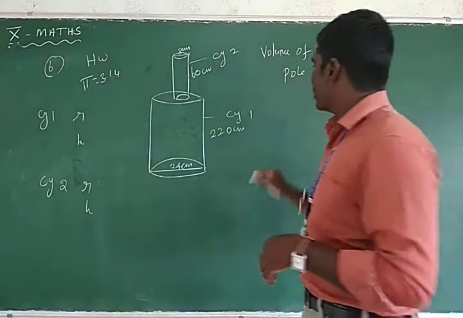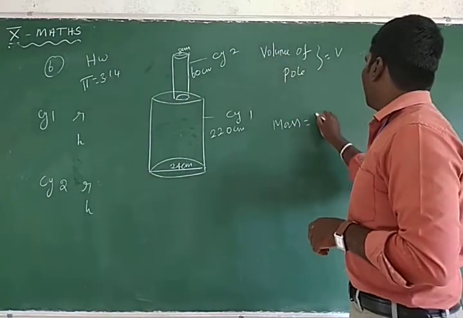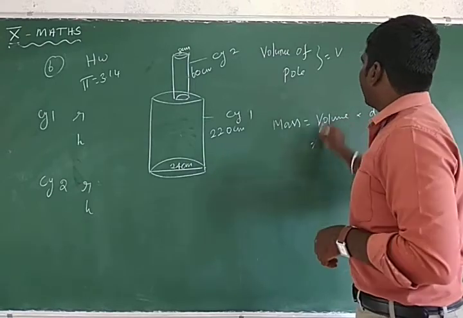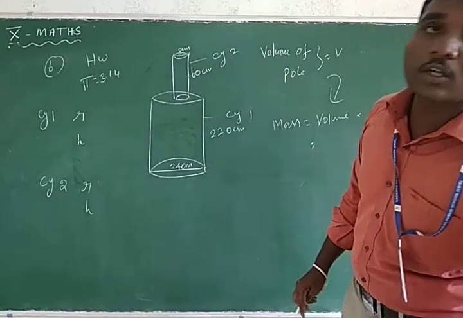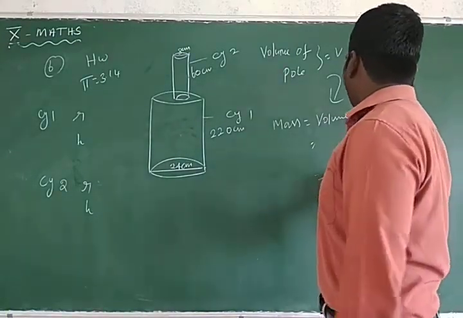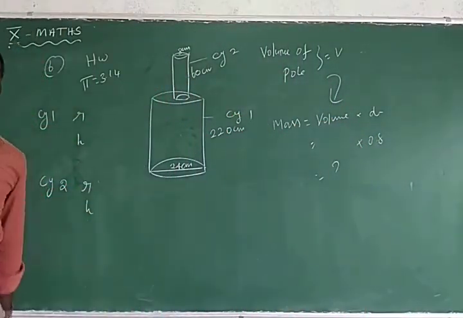Next we need to find mass. Mass is equal to volume into density. Here you found the volume, density is given. 1 centimeter cube is equal to 0.8 gram. So into 0.8, find the weight in gram. For pi, use the value 3.14.